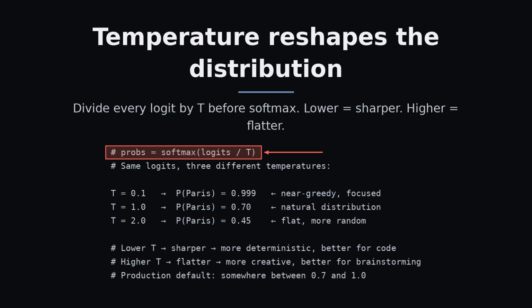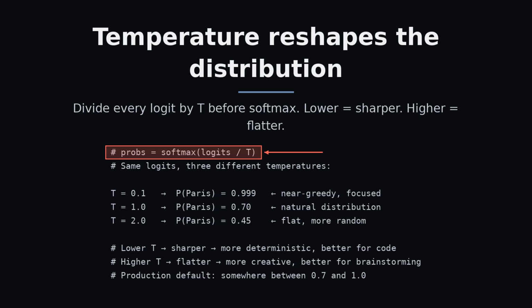Temperature is the knob that controls how aggressive that sampling is. Mechanically, before softmax runs, every logit is divided by the temperature value. A temperature of 1 leaves them alone. A temperature of 2 makes the distribution flatter. High probability tokens drop, low probability tokens rise, the model becomes more random. A temperature near 0 makes the distribution sharper. The top token's probability climbs toward 1, and you get something close to greedy decoding.